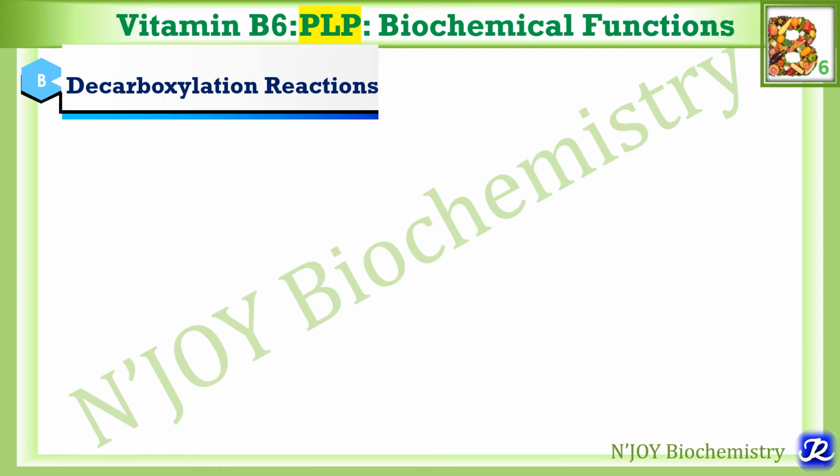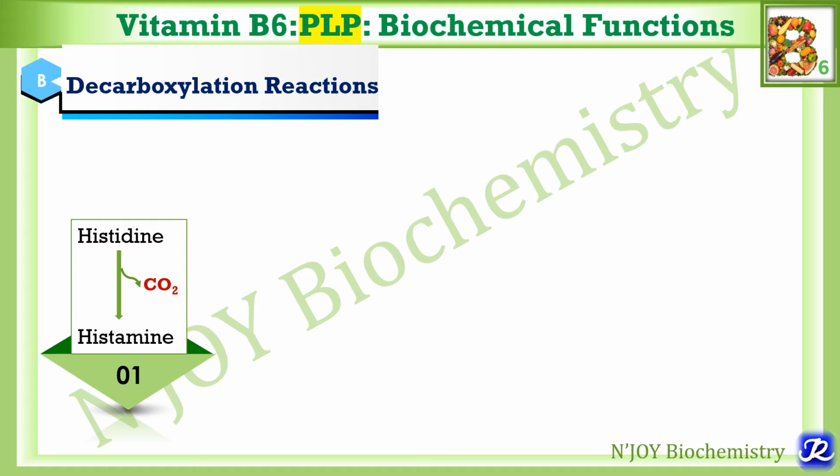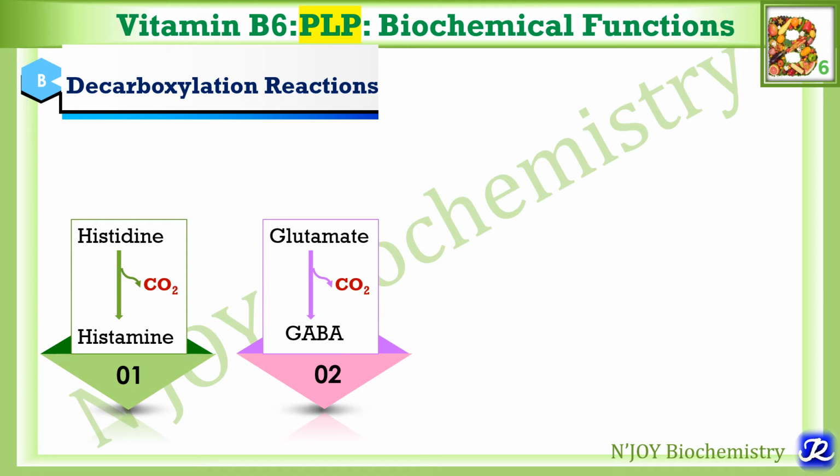Now, in decarboxylation reactions also PLP is required. The first decarboxylation reaction is the formation of histamine from histidine. So for histamine formation, PLP is needed. The second decarboxylation reaction involves the formation of GABA. It is a neurotransmitter and it is formed by decarboxylation of glutamate.